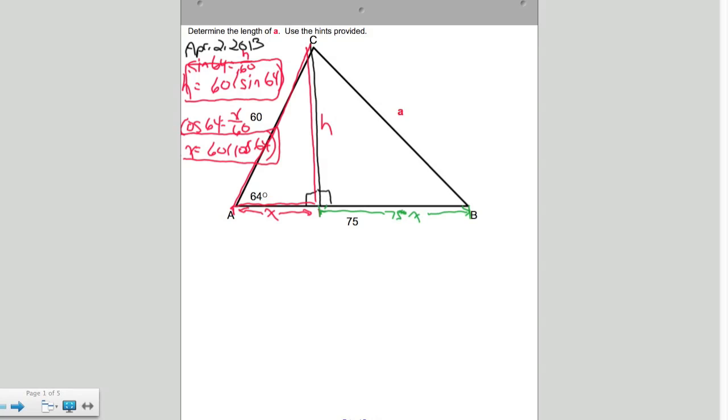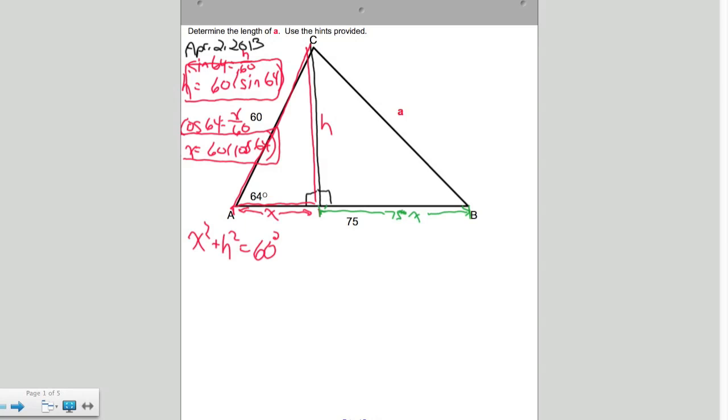X squared plus H squared equals 60. X squared plus H squared is equal to what? 60 or 60? Not quite. 60 squared. Right? So that's what we have on the left side. So not bad. We got 3 properties.